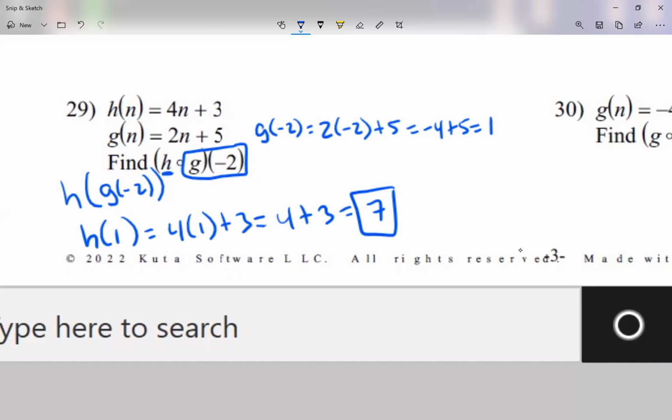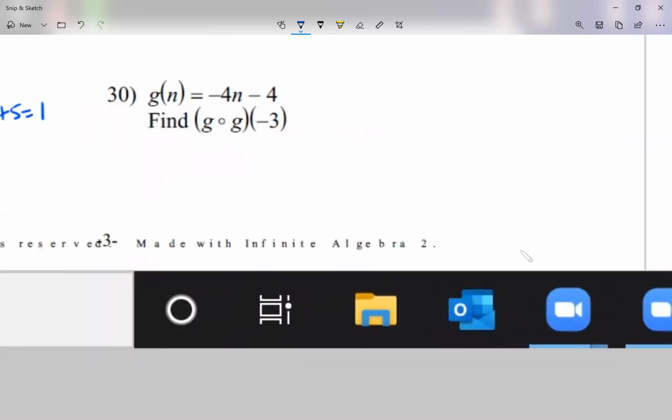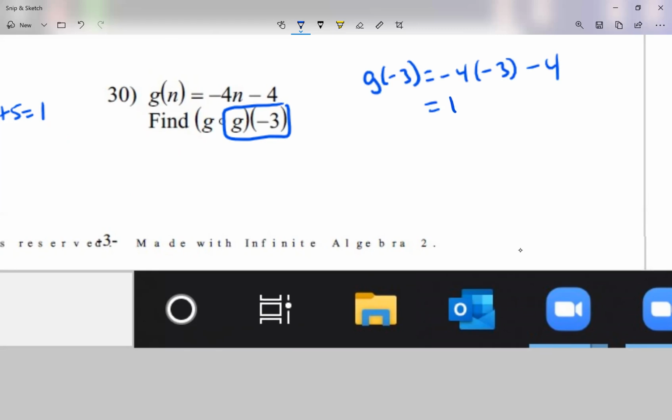So notice I did g of -2 first. And I'm doing g first because that's the letter closest to the number given. So I did g of -2. Whatever I get, I plug it into h. Now, sometimes, let me take a look at question number 30. I have g of g of -3. Okay, so what do I have to do first? I have to do g of -3. Find out what is g of -3. So I'm just going to do it here at the side. G of -3 is -4 times a -3 minus 4, which is 12 minus 4, better known as 8.